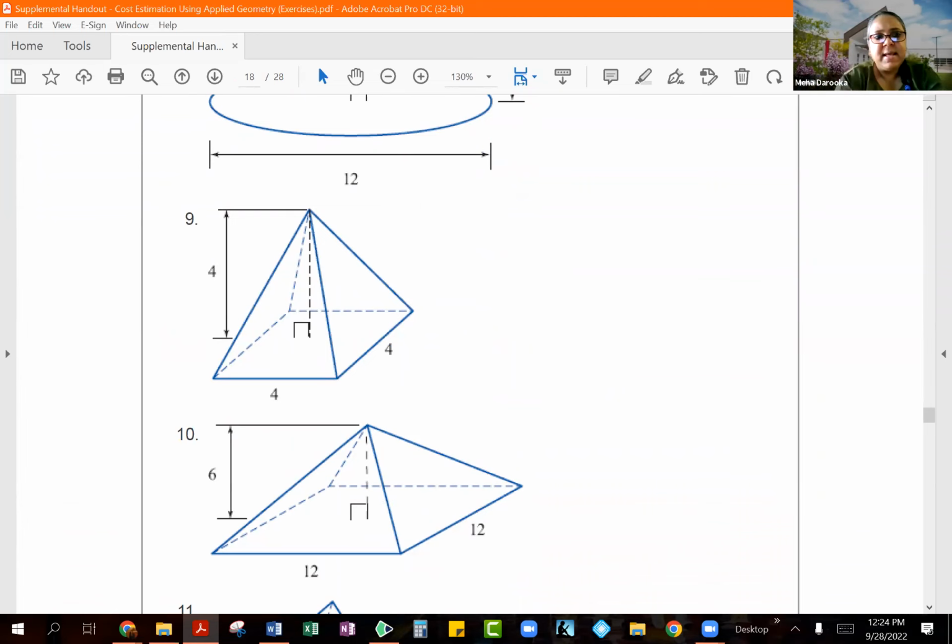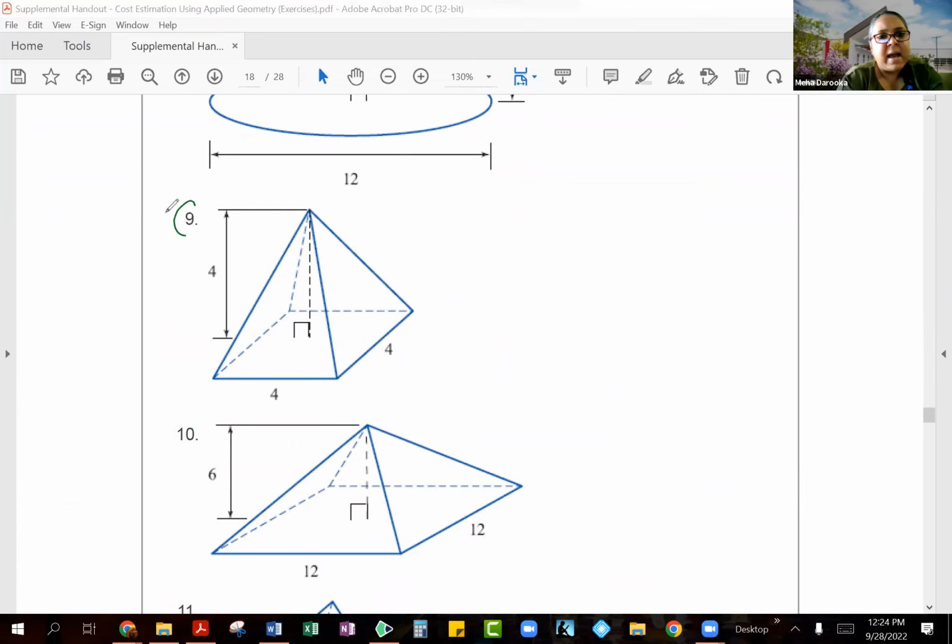So you can see in number 9, you have a square as a bottom, and we know it's a square because both sides here have the same measurement, right? So when you're calculating the volume for a shape like this, again, it's going to be 1/3. And remember, it's area of the base times height.